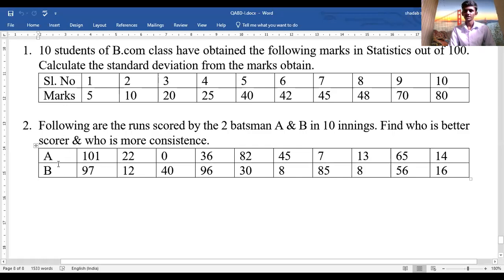Batsman A and batsman B. The scores for A are 101, 22, 0, 36, 82, 45, 7, 13, 65, 14, whereas for B they have given 97, 12, 40, 96, 30, 8, 85, 8, 56 and 16 respectively. Based on this, we have to find out the standard deviation.